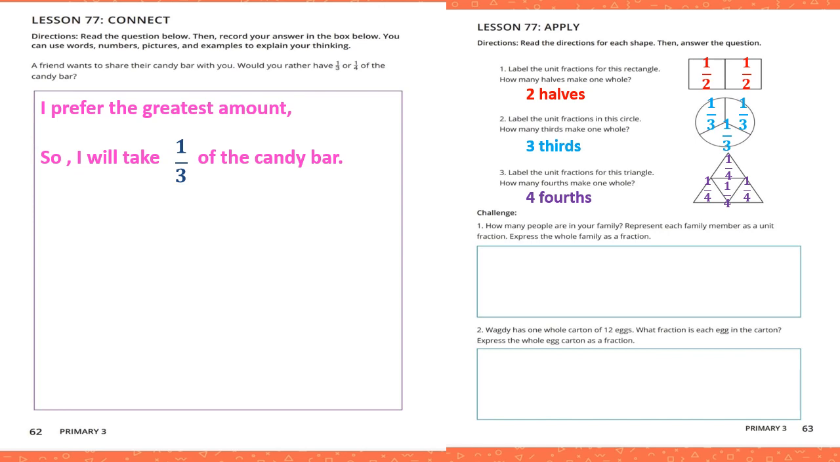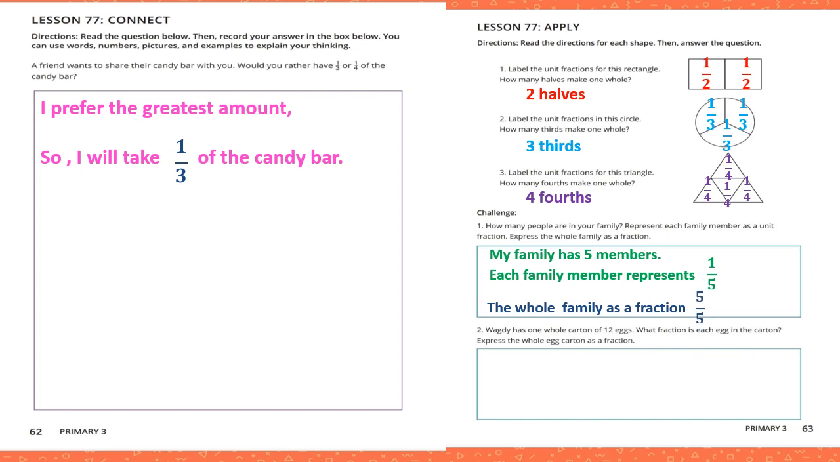The challenge part. How many people are in your family? Represent each family member as a unit fraction and express the whole family as a fraction. If my family has 5 members, each family member represents 1/5. And the total members, we have 5 members. The total members will be 5 over 5. This is the whole family.